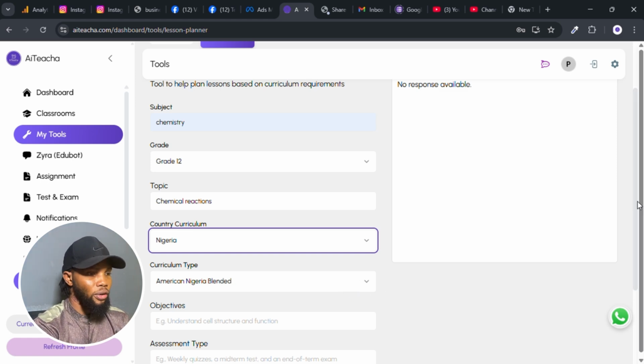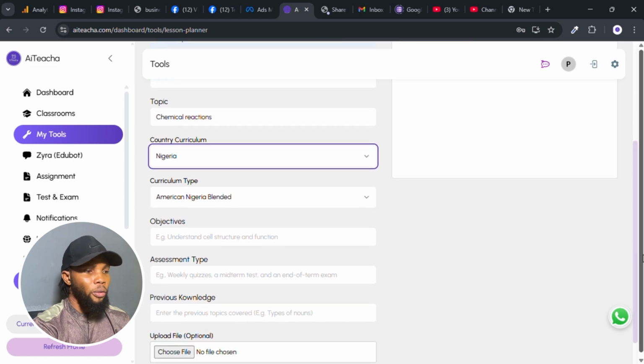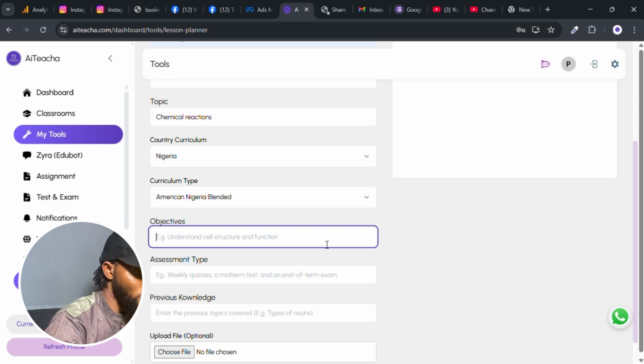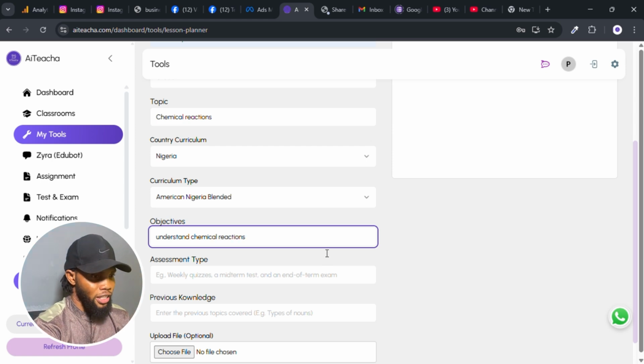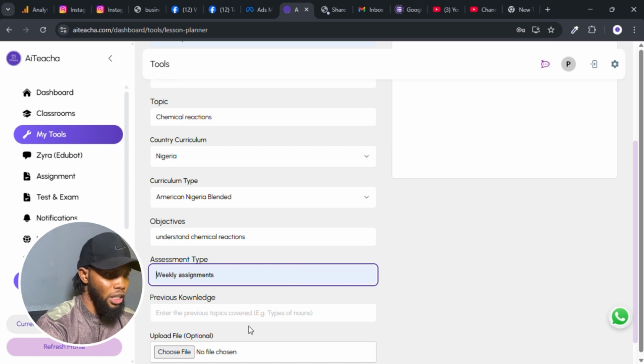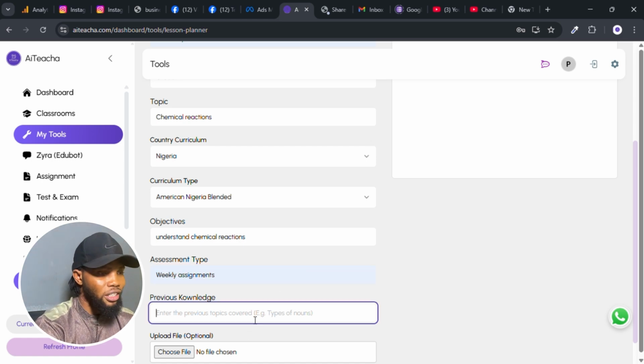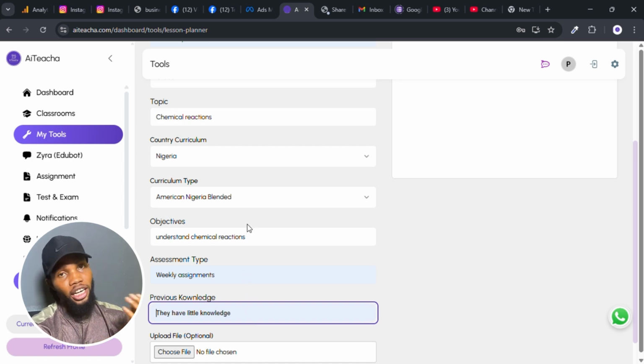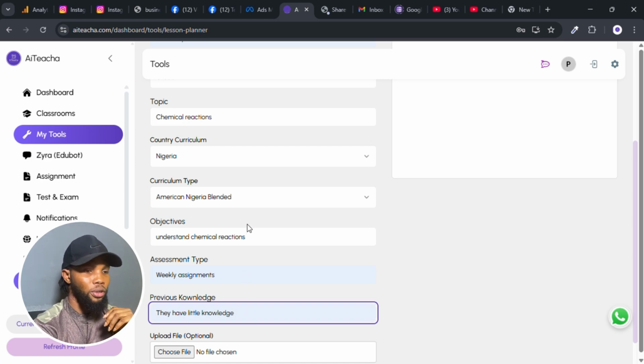Our objective here for the student is to understand chemical reactions. So you're going to type it there: understand chemical reactions. For assessment type, let's say we just want to be giving them class assessment or weekly assignment. So we are going with weekly assignment. For previous knowledge, let's say they have little knowledge because they are in SS3. We should not say they don't have any knowledge at all.